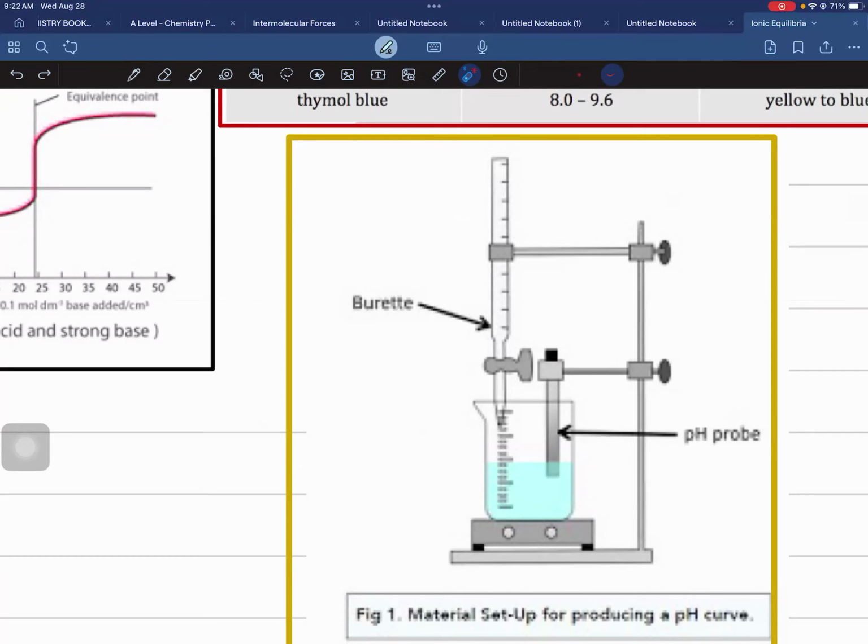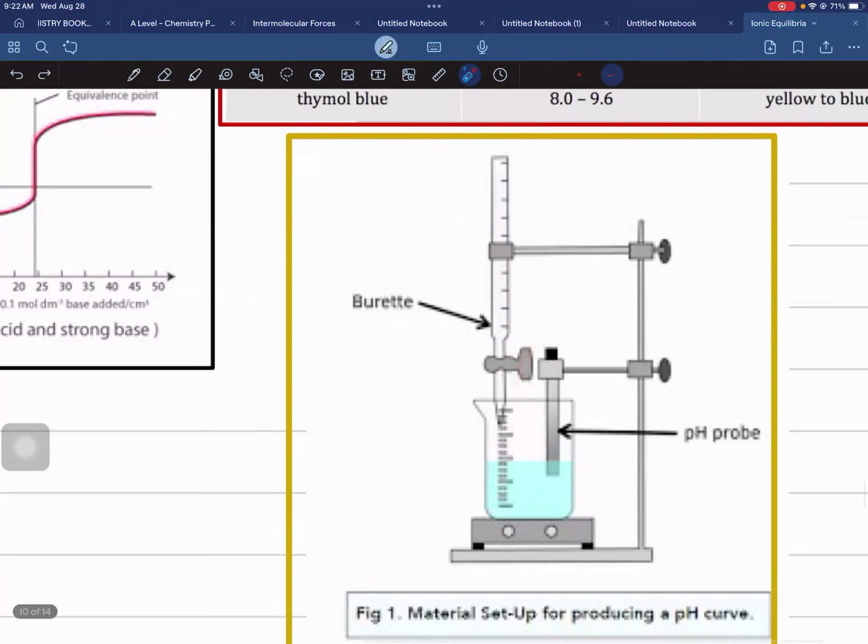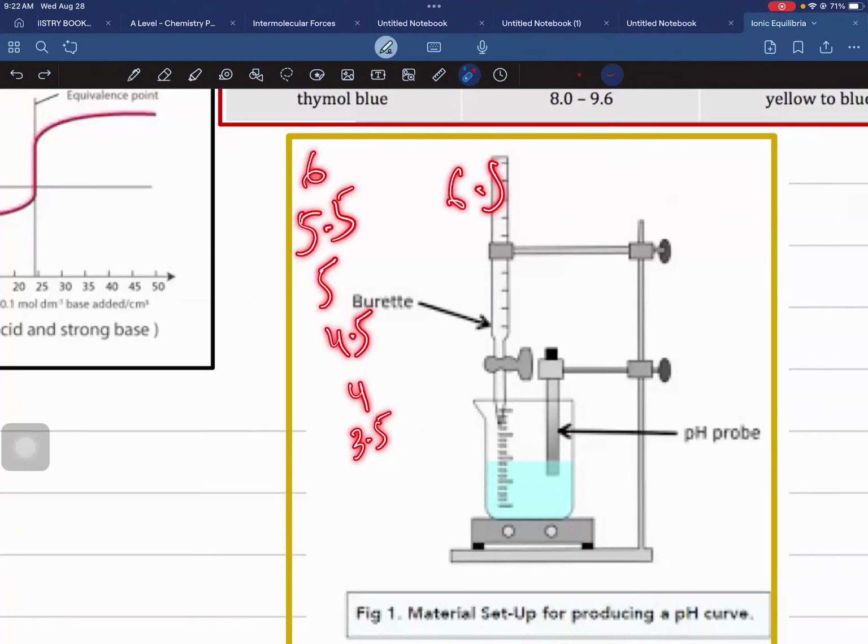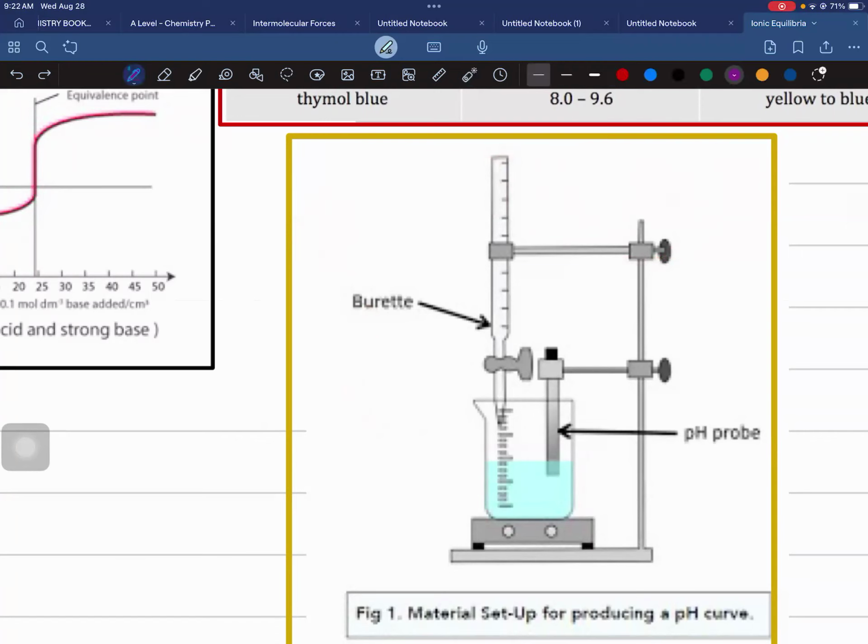When you add more base from the burette, obviously the pH is going to increase, because you are adding more base into this beaker to neutralize the acid. So it would go through 3.5, then 4, 4.5, 5, 5.5, 6, 6.5, and then 7. When the pH becomes 7, it means that the solution has completely neutralized. Now you are supposed to stop the titration, because it means there is salt and water in this beaker.